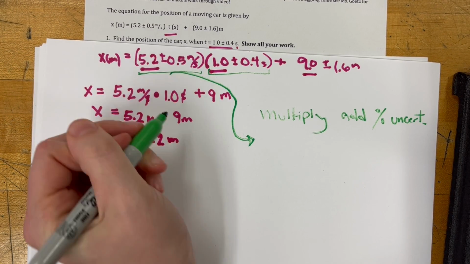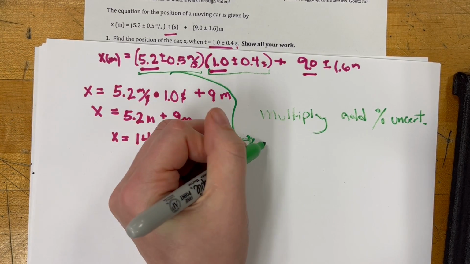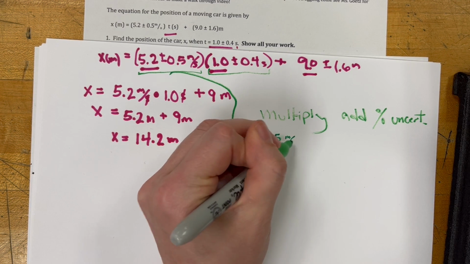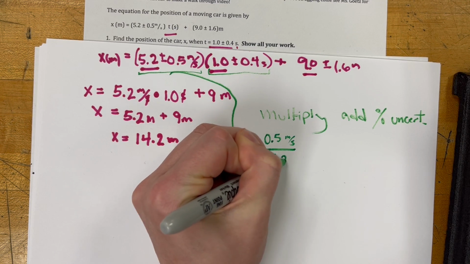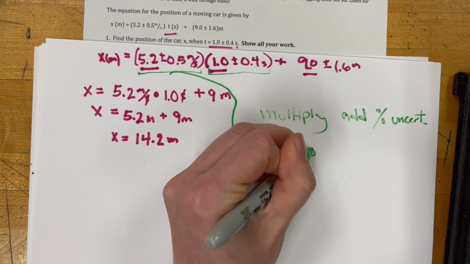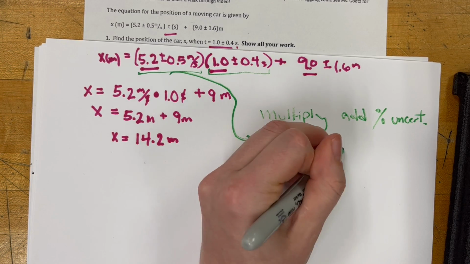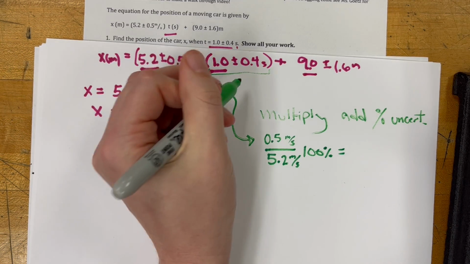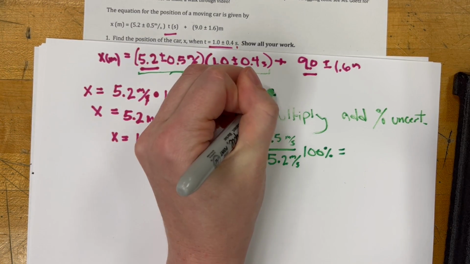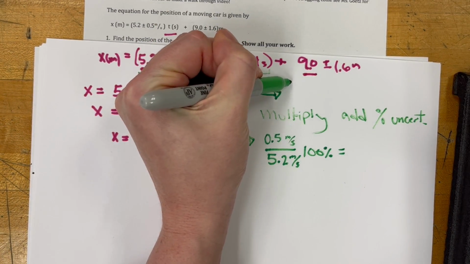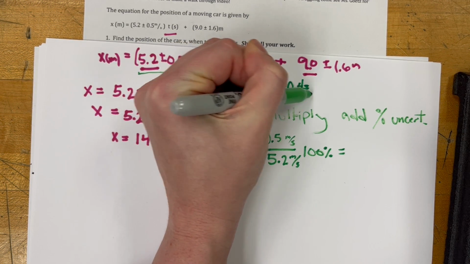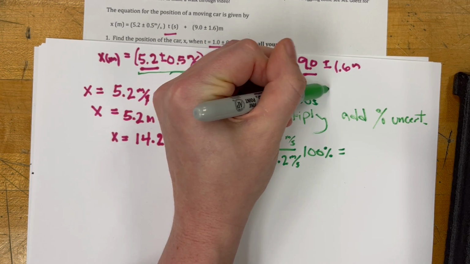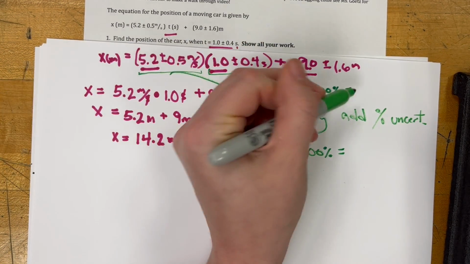I'm going to calculate the percent uncertainty of the speed. And that's going to be its uncertainty, 0.5 meters per second, divided by 5.2 meters per second, times 100 to turn it into a percent. It'll get some value that I'll have to calculate in just a moment. Then I can do the same thing here. And I can say, the uncertainty, 0.4 seconds, divided by the value, 1.0 seconds, times 100 to turn it into a percent, will give me some percentage.